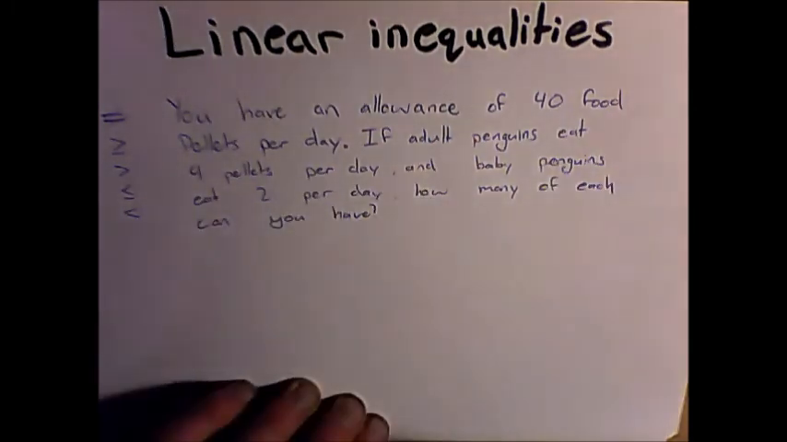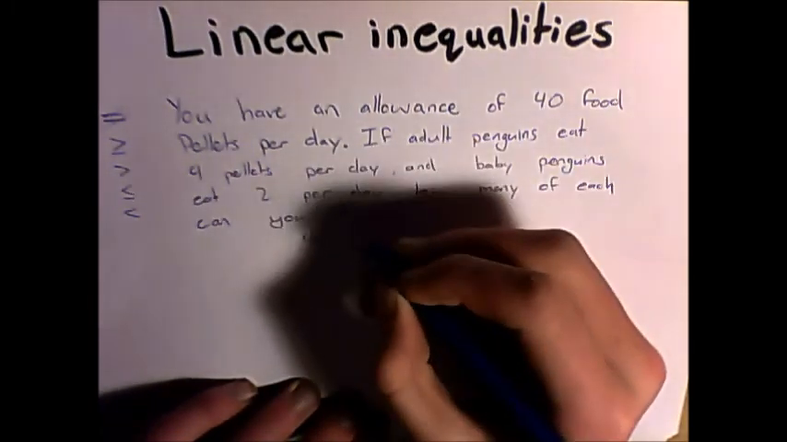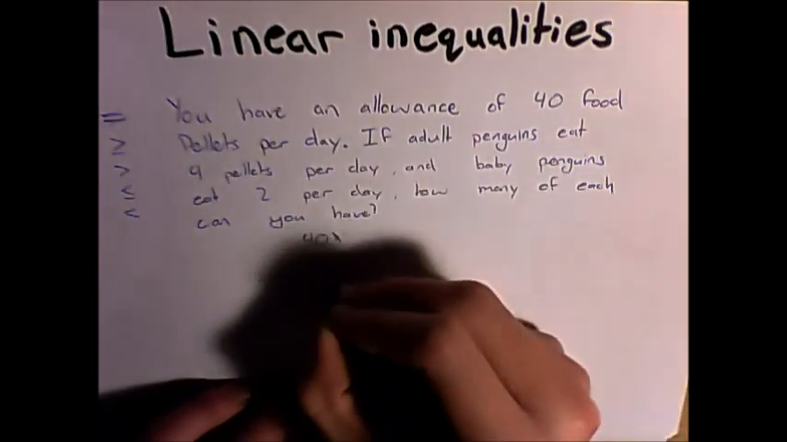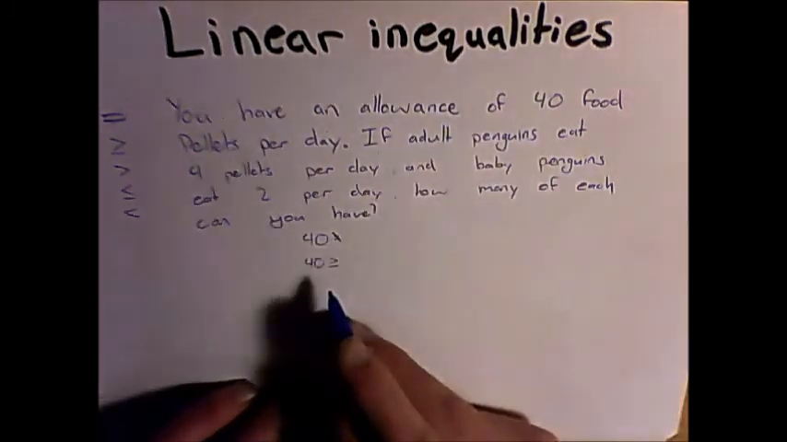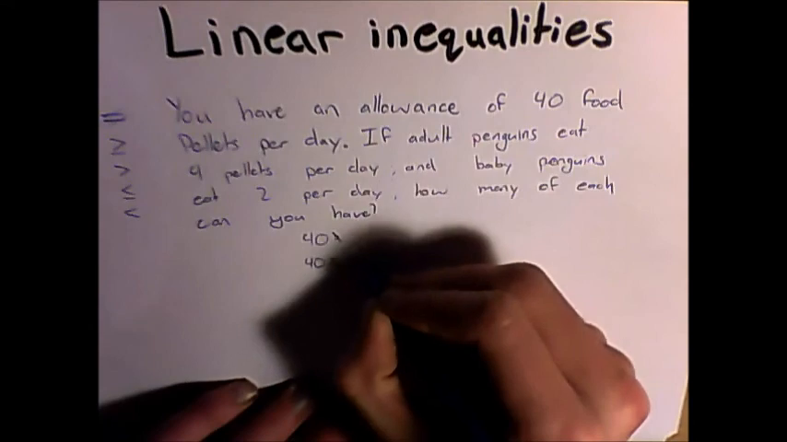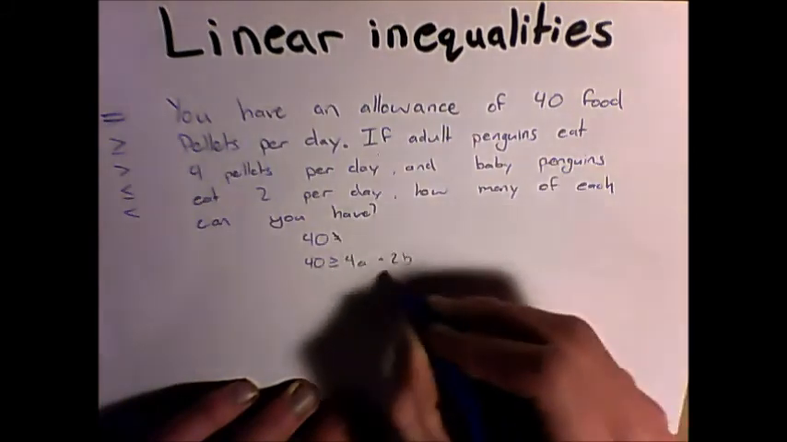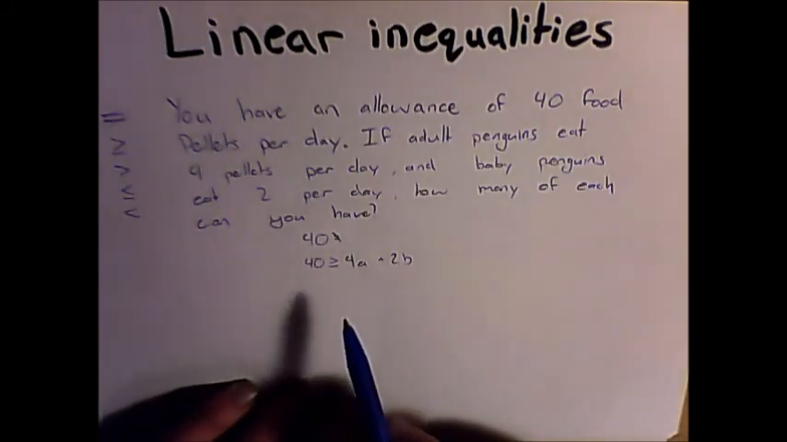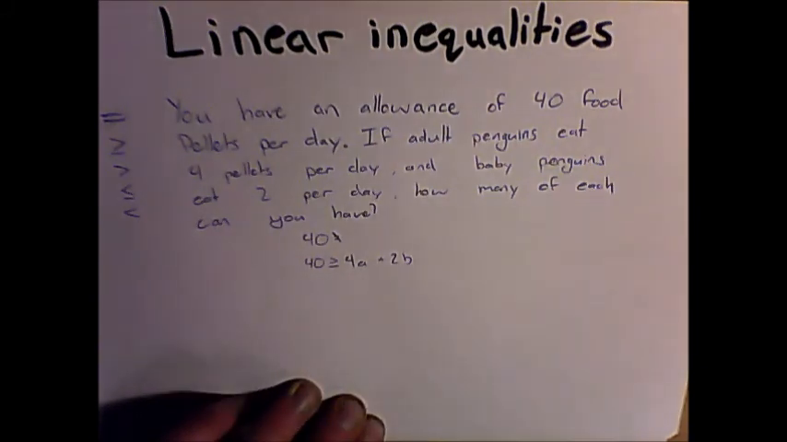So let's just start by writing this out as an equation. We have 40 equals, now wait, there's more than one solution, so let's try writing it as we have 40 food pellets, and we can't have any more than 40 food pellets, but we can have 40 food pellets. Adult penguins are eating 4 food pellets, plus baby penguins. The number of baby penguins are eating 2 food pellets. And you'll see that this inequality makes it so that we can't have a combination of adult and baby penguins that would eat more than our allowance of 40 food pellets.